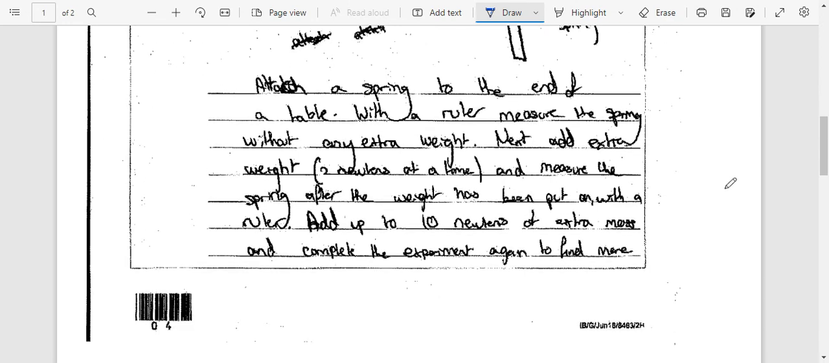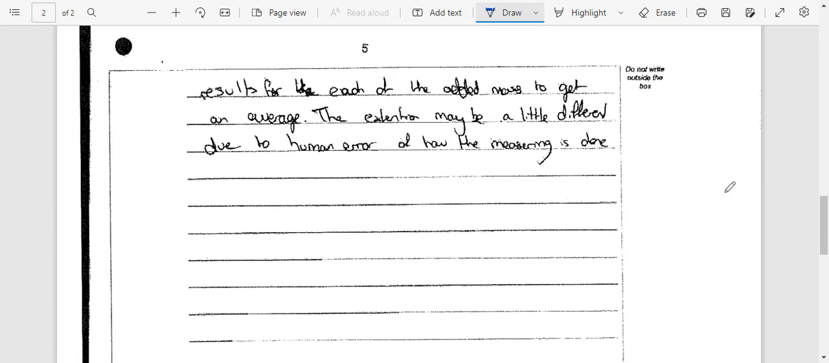They then go on to say, attach a spring to the end of a table. With a ruler, measure the spring without any weight. Next, add extra weight, 2 newtons at a time, and measure the spring after the weight has been put on with a ruler. Add up to 10 newtons of extra mass and complete the experiment again to find more results for each of the added masses to get an average. The extension may be a little different due to human error of how the measuring is done.